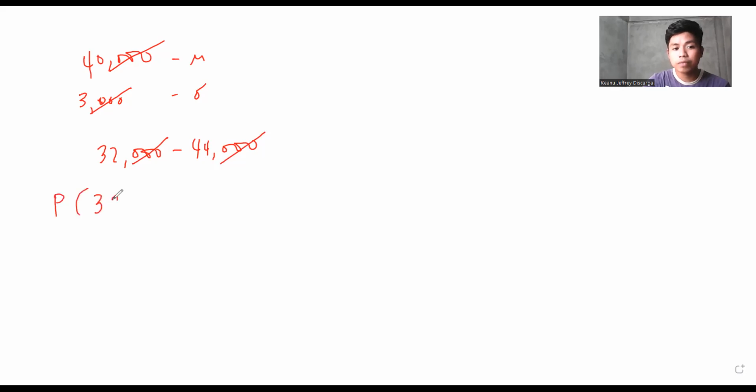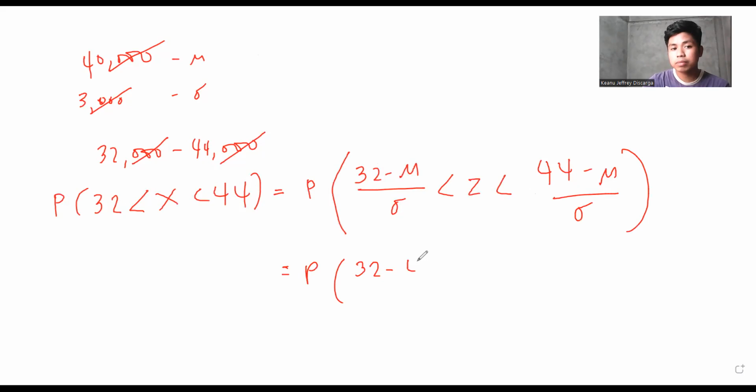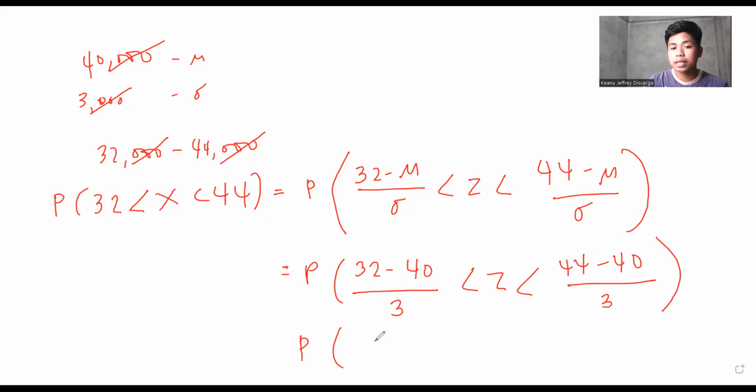So, the probability of 32 to 44, okay, equals probability ng 32 minus mean over standard deviation. Let's use Z. Okay, Z na pala to. Z, tapos 44 minus mean over standard deviation equals P. 32 minus mean, ang mean natin ay 40 over 3 ang standard deviation. 44 minus 40 over standard deviation at 3. Bali, 32 minus 40 is negative 8 over 3.